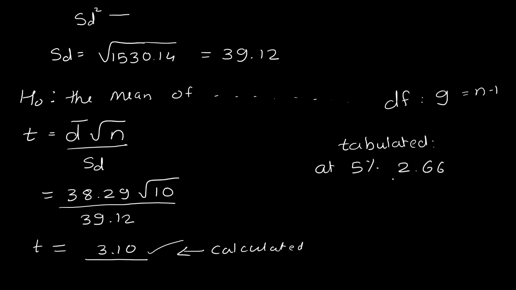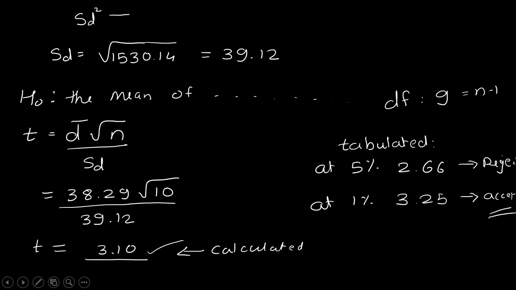Okay, the tabulated value. So that means what? My calculated value is greater than my tabulated value. That is, my null hypothesis is rejected at this 5% level. Now, similarly, at 1%, it was around 3.25. In this case, 3.10, the calculated one, is lower than this 3.25. Therefore, at this place, my null hypothesis is accepted. Here you just need to mention this. This is how you solve this kind of examples.